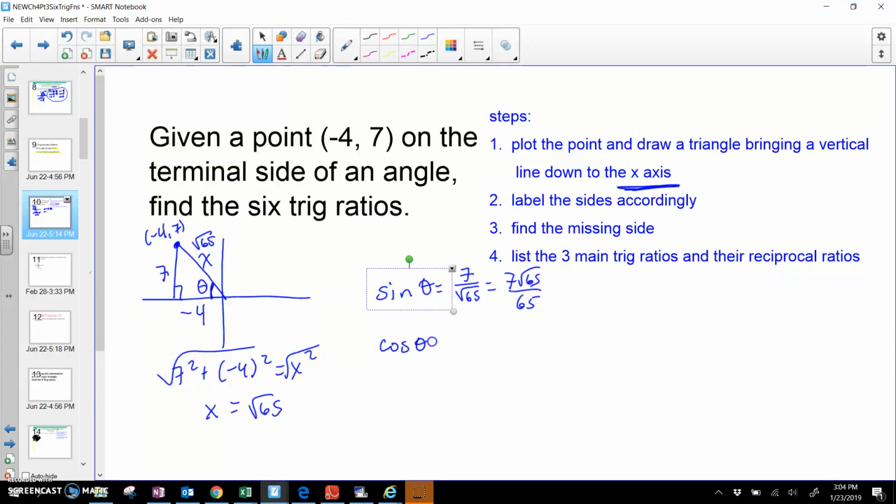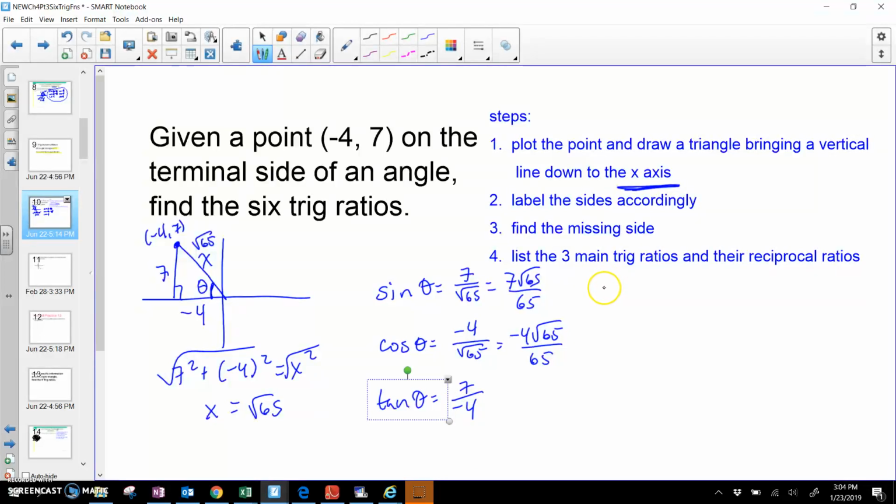Cosine of theta is adjacent, so -4 over root 65, so it's -4 root 65 over 65. And tangent of theta is going to equal opposite over adjacent, 7 over -4, or -7/4.